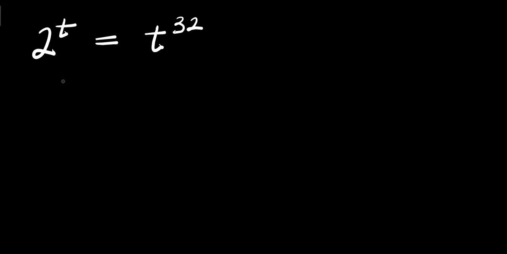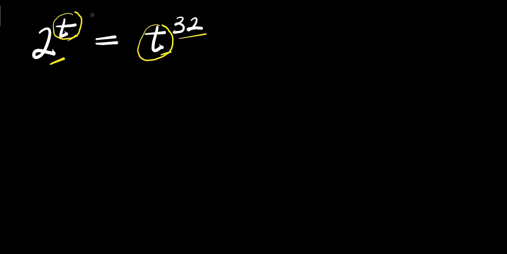Hello, how to solve this exponential problem? This is 2 power t and this equals t power 32. We are solving for all values of t that satisfy this equation. Now, if you observe, we have a variable here and we have a variable here. This is quite unlikely because all the variables must be in one part. That's what we need to do.